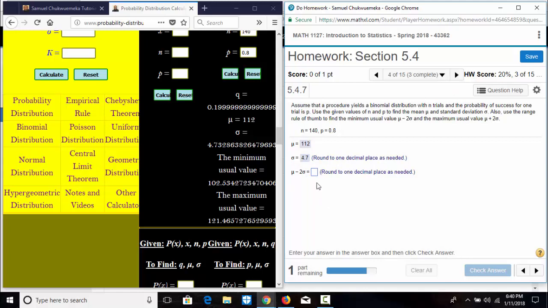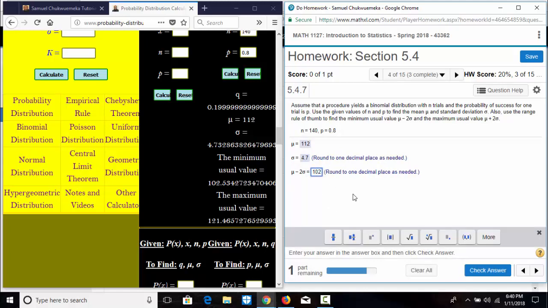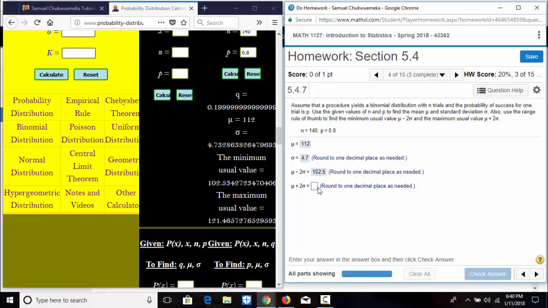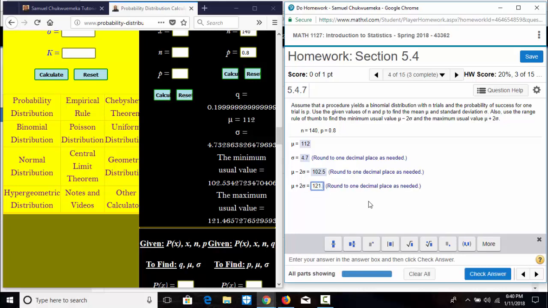The minimum usual value to one decimal place is 102.5. The maximum usual value to one decimal place is 121.5.